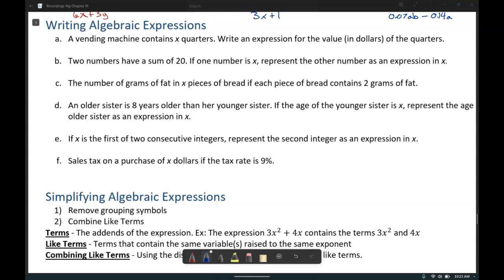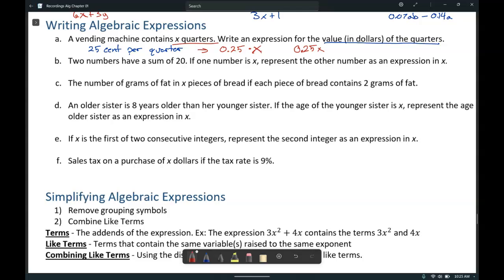We want to write an expression for the value in dollars of the quarters. So a quarter is worth 25 cents, so the value is 25 cents per quarter that we have. The more quarters I have, the more 25 cents I have. Using that as a framework, 25 cents is 0.25. Per tells me the operation multiplication, and quarters is represented by the variable x. So our expression is 0.25x.